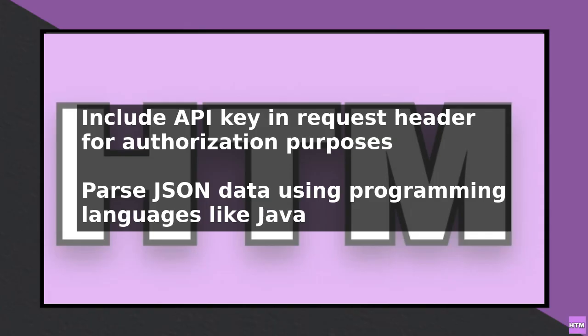By following these steps and best practices, you can effectively use the Booking.com API to retrieve and manage data about hotels and other accommodations.